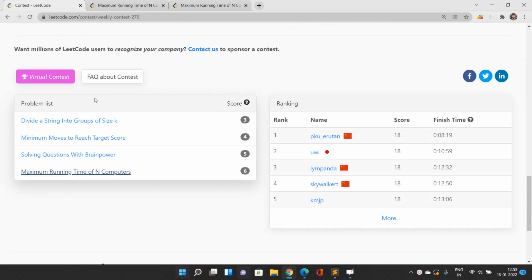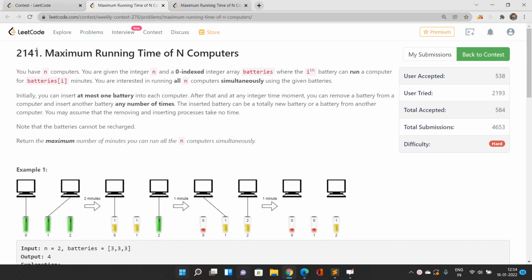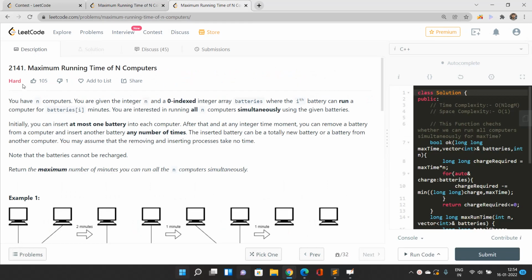Today we will be discussing the weekly contest 276, the fourth problem, maximum running time of n computers. Its index is 2141 and it is a hard problem on LeetCode.